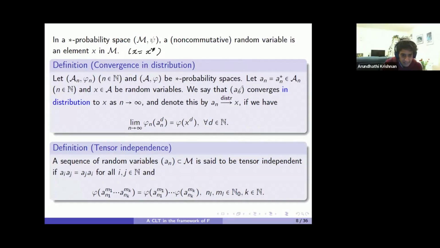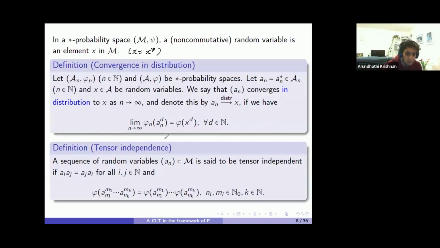So we'll say that the sequence a_n converges in distribution to x and denote it this way if the limit as n goes to infinity of phi_n of a_n to the d. So this is saying you look at the dth moments and then look at the limit as n goes to infinity. That should be the dth moment of x. So the way you want to think of these linear functions, phi_n and phi, is that they're really generalizing the notion of the expectation functional in classical probability. That's the role it's playing here.